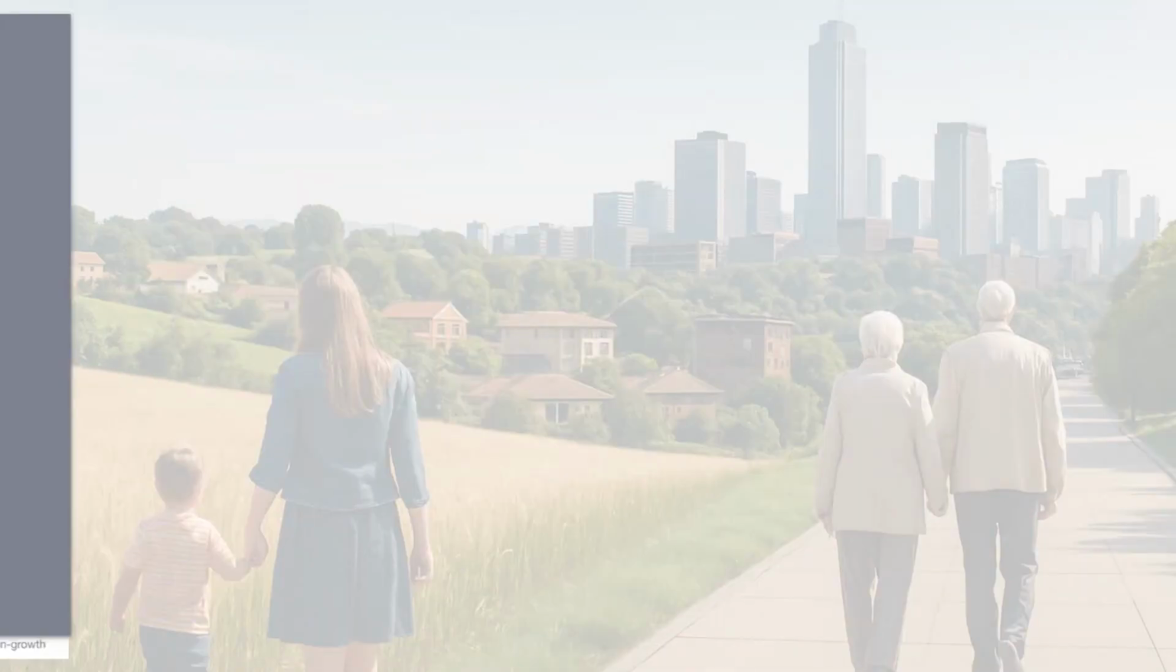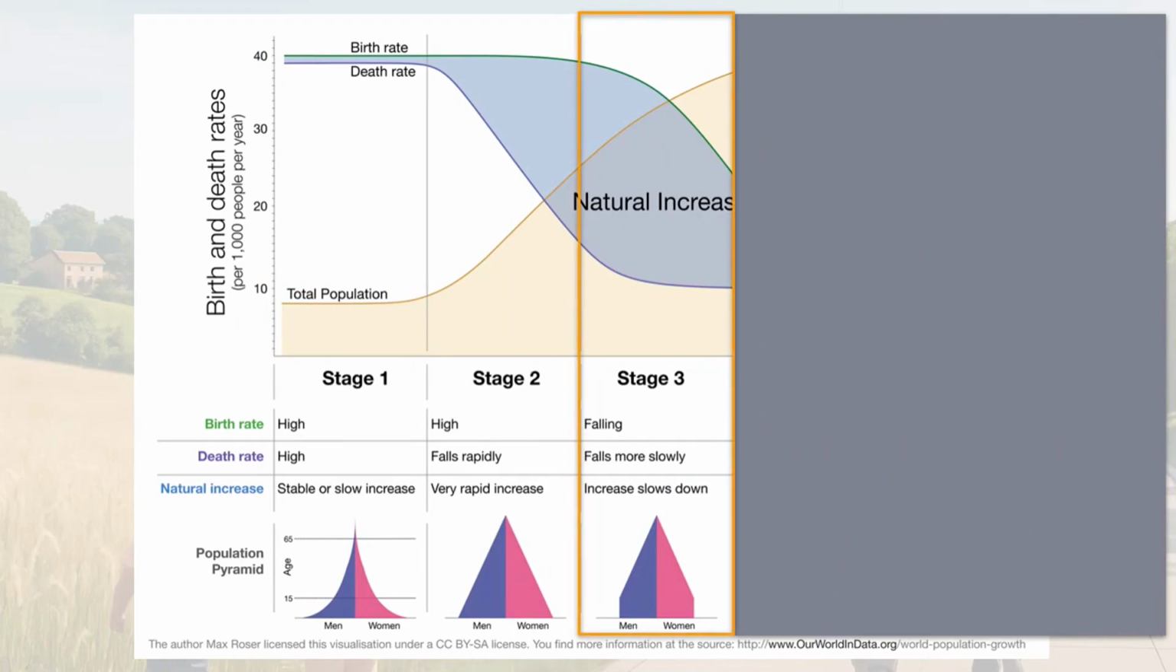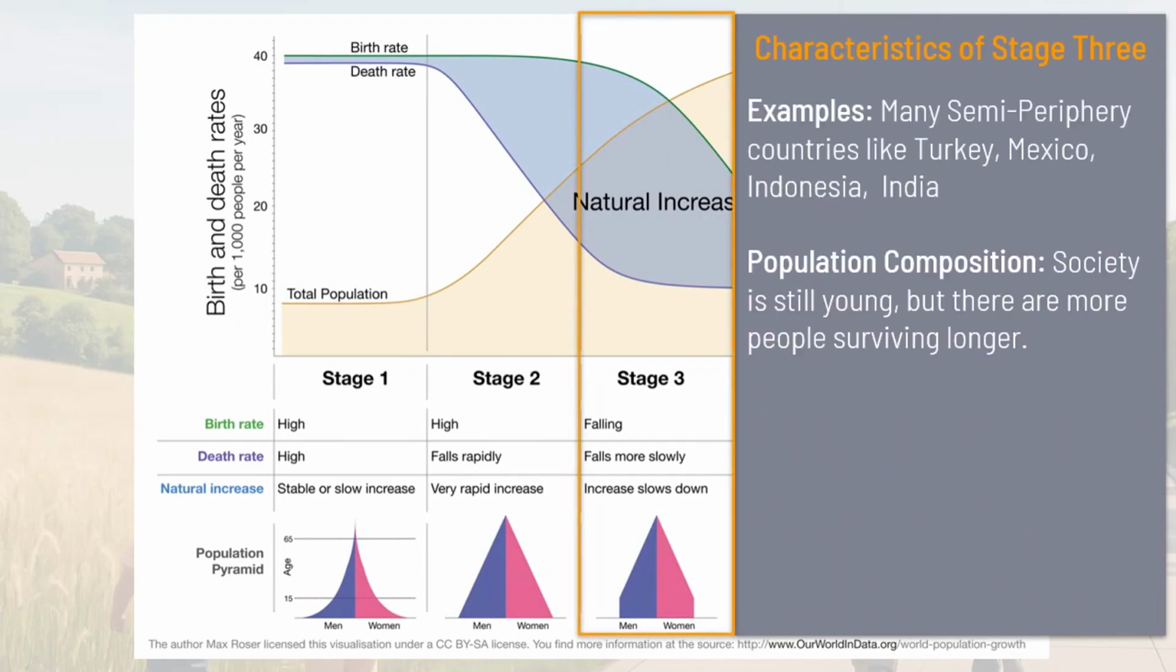Stage 3 isn't just theory. Lots of real-world countries are here right now. Many semi-periphery countries like Turkey, Mexico, Indonesia, and India fit this stage. Their populations are still relatively young, but because people are living longer, we start to see more balance between younger and older age groups.